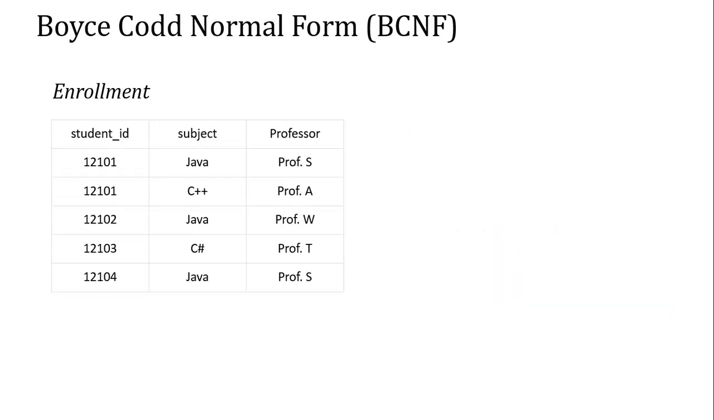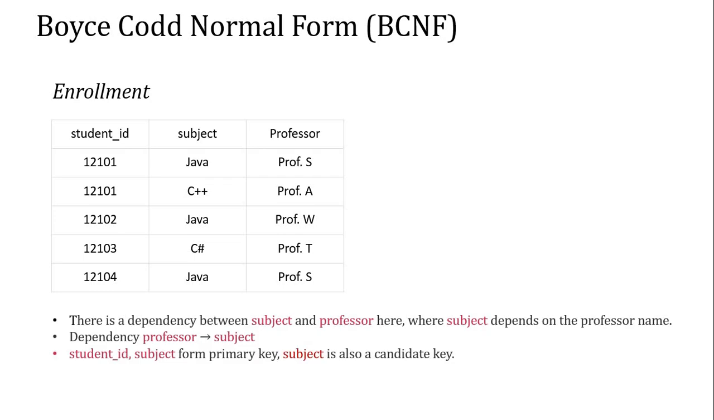From here we are seeing a dependency between subject and professor, where the subject depends on the professor name. The same subject is taken by two professors, Professor S and Professor W, taking the Java course. So the dependency is that professor is on the determinant side and subject is on the object-of-determinant side, the right-hand side. So subject is dependent on professor. Student ID and subject form the primary key. Subject is also a candidate key.